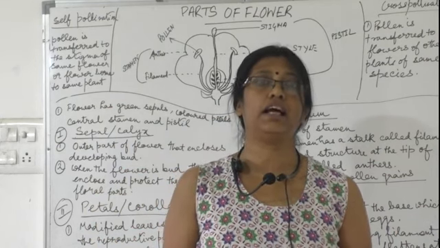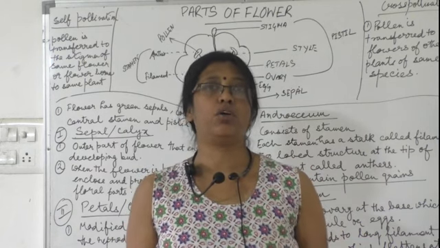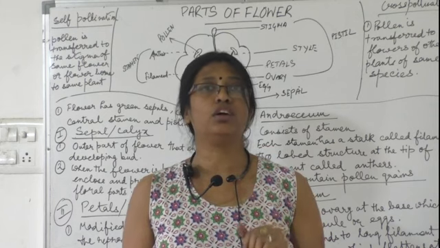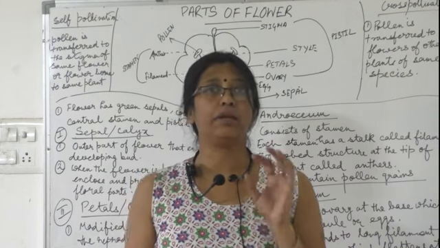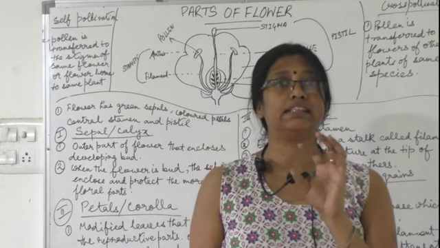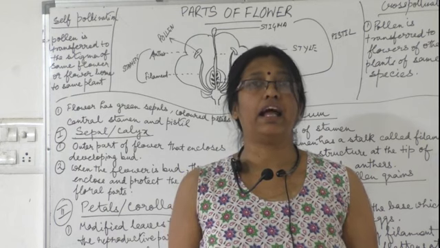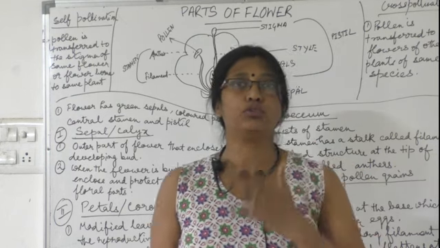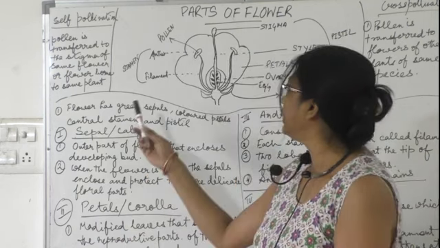Continuing my last session, that is parts of plant, we have discussed about root system, shoot system and also leaves. Today I will discuss about the main reproductive part of plant, that is flower, and the parts of flower and the pollination also. So let's move on to the points about flowers.